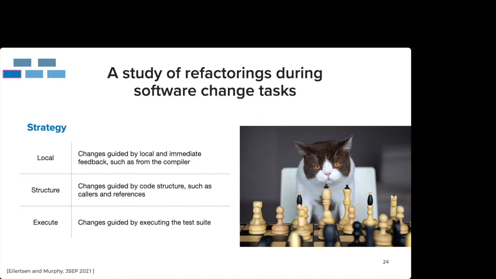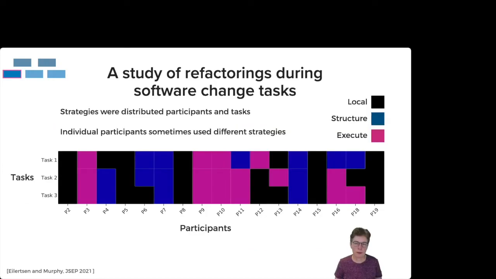With a structure strategy, developers tended to explore the change to be made using structural links in the code, such as who is calling a method. And with an execute strategy, developers prioritized keeping the code suite running as changes were made by frequently executing the test suite. While some participants had a dominant strategy that they used, we found that these strategies were distributed across participants and tasks. You can see in the figure on the slide the distribution of colors, both across tasks represented in rows of the table and participants represented as columns in the table.